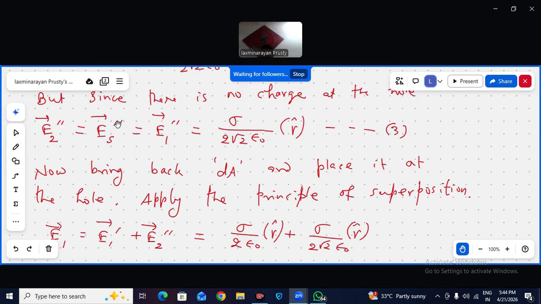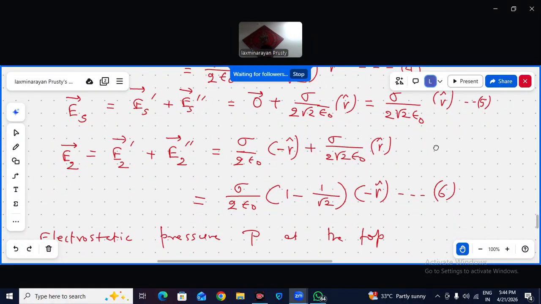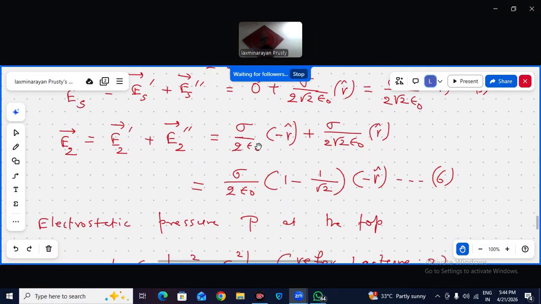because E2 double dash, ES double dash, E1 double dash will be same because it's through a gap, this is through a hole, and there is no charge on the hole, so field is continuous. So E2 double dash कितना हुआ, sigma by 2 epsilon 0, sorry, ये तो इंट्रोड्यूस हमें कर दिया.